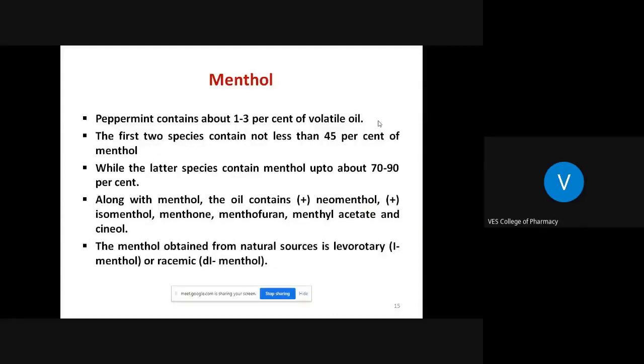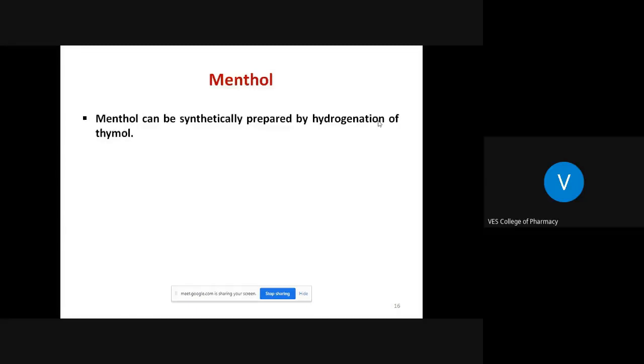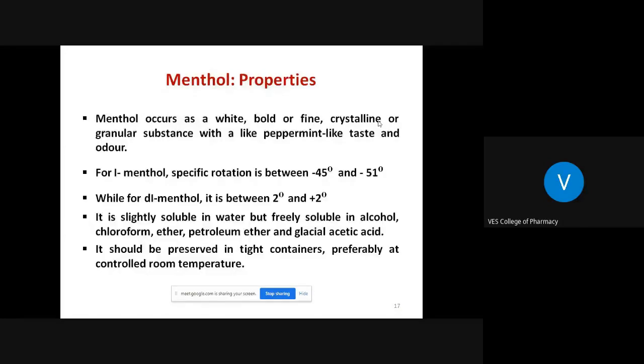Now, along with menthol as one of the active principles, the oil also contains neomenthol, isomenthol, menthone, menthofuran, methyl acetate, and cineol. Menthol is obtained from natural sources. It can be either levorotatory or the racemic mixture, dextrolevomenthol. Menthol can be synthetically prepared by hydrogenation of thymol in the laboratory.